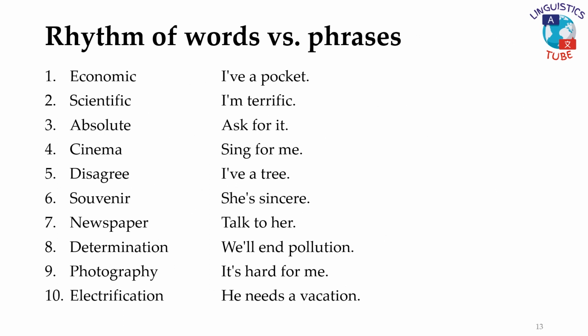Finally, let's look at the rhythm of words versus the rhythm of phrases. In general, the rhythm patterns of words and phrases are very similar because the rhythm of English for both words and phrases is based on the combination of stressed and unstressed syllables. Therefore, words with the same number of syllables as phrases sound very similar to each other. I will now read these examples.